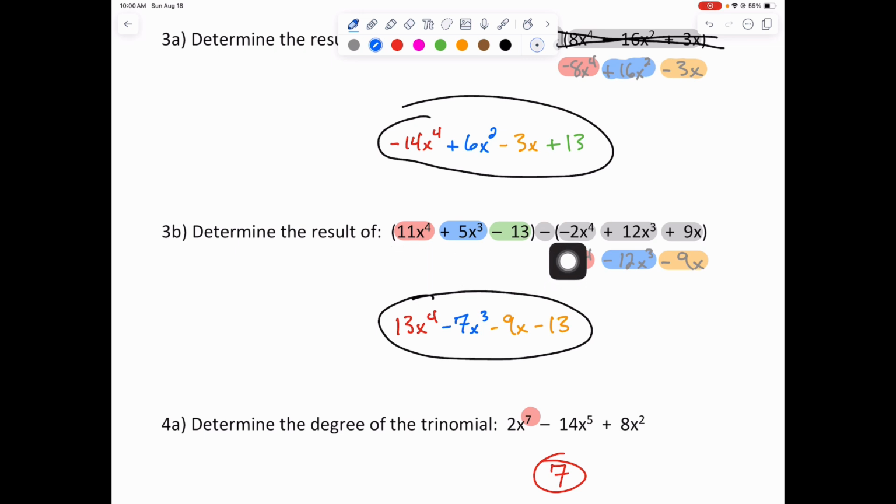Again, we flip the signs of everything from this polynomial, so the negative 2x to the fourth became the positive 2x to the fourth, the 12x cubed became negative, and the 9x also became negative. And then we just simply combined like terms, just like above where we could, and we wrote it in form. However, that negative 13 I had left in orange. I'm actually going to go ahead and correct that now while we're mid-video and put that in green for us.